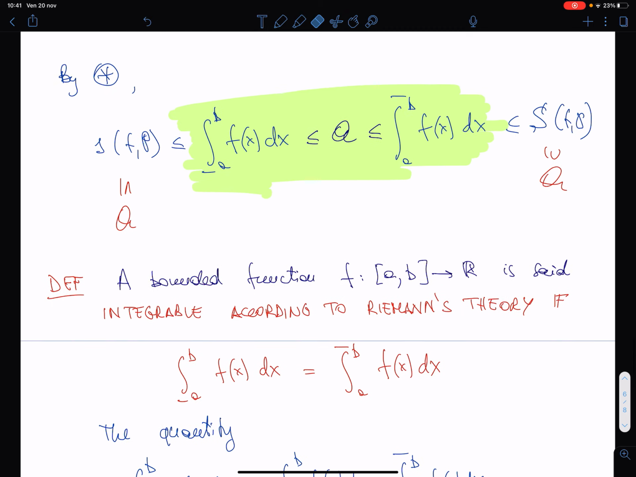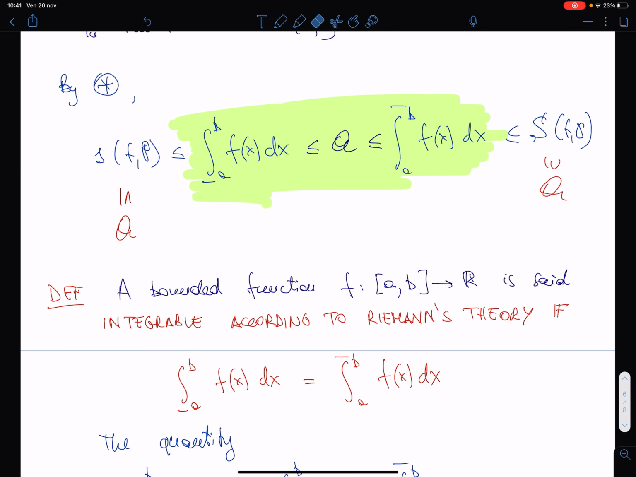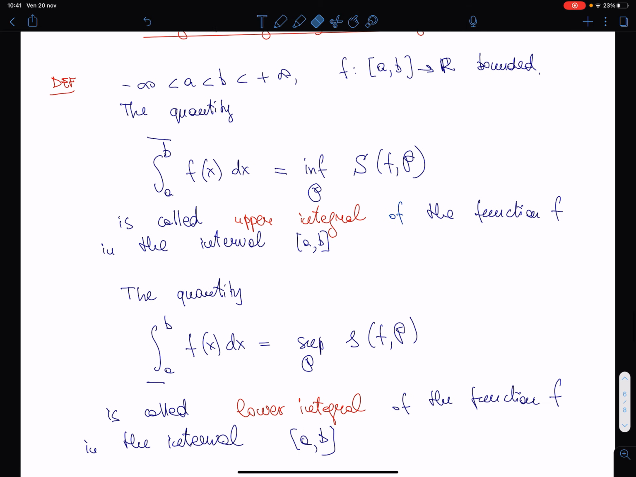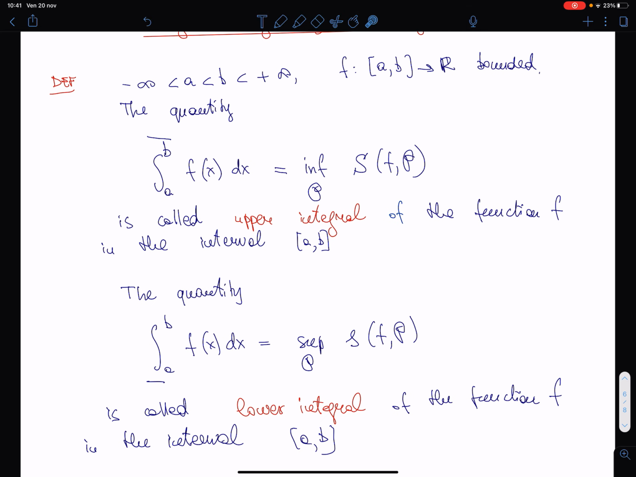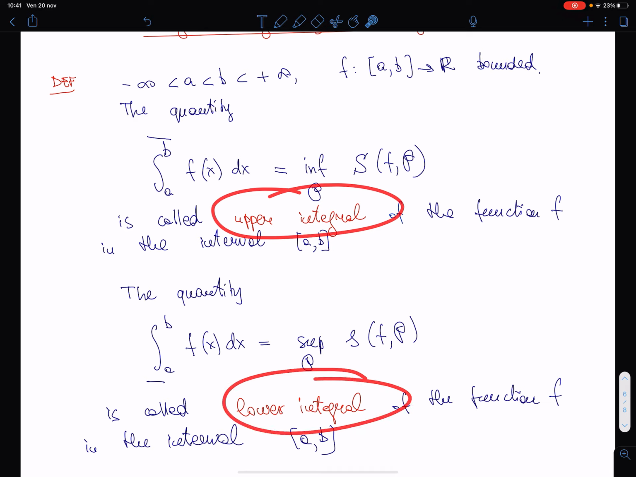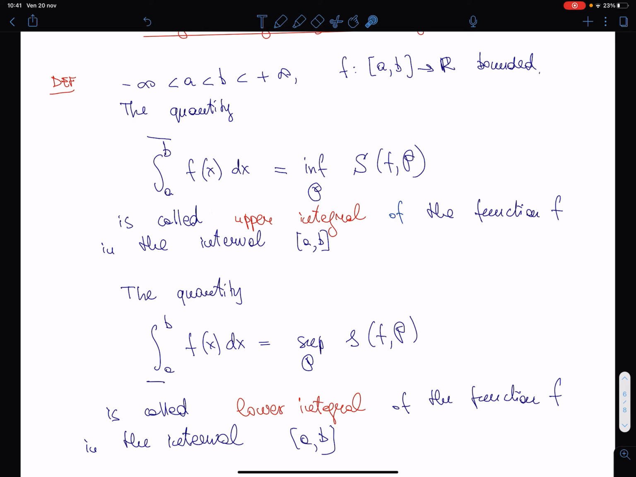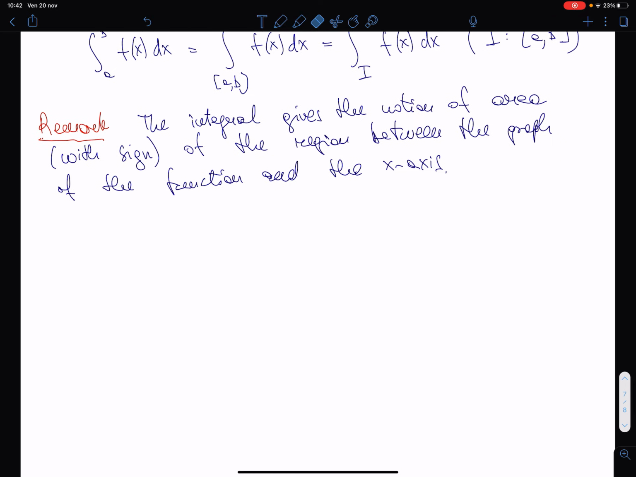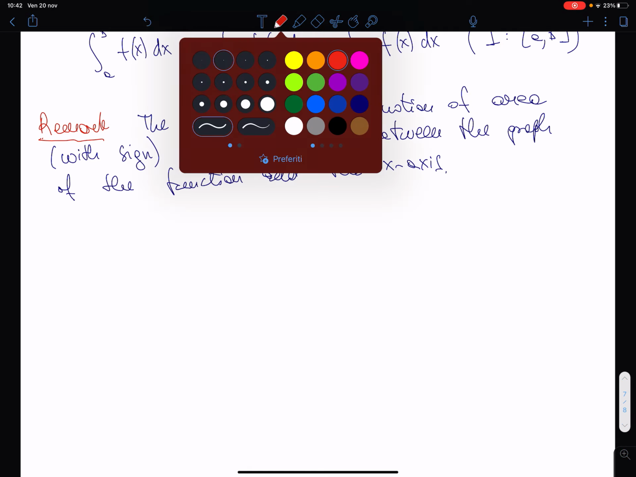But now there is a gap in all I said. The gap is the following. I gave you some definitions here, the definition of upper integral and of lower integral, and I have to show that they are real numbers. They are good definitions, because otherwise the infimum and the supremum are not well defined.